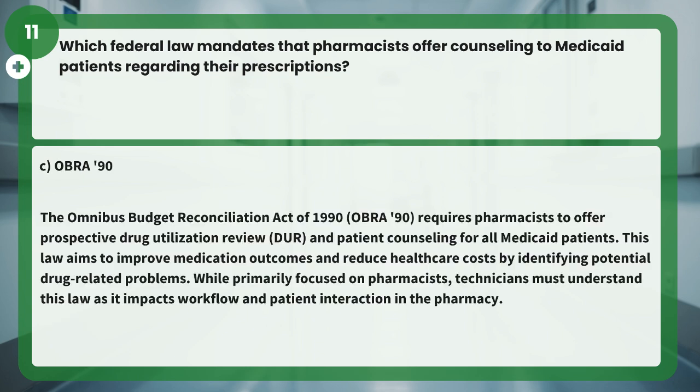Answer C. OBRA 90. The Omnibus Budget Reconciliation Act of 1990, OBRA 90, requires pharmacists to offer prospective drug utilization review, DUR, and patient counseling for all Medicaid patients. This law aims to improve medication outcomes and reduce healthcare costs by identifying potential drug-related problems. While primarily focused on pharmacists, technicians must understand this law as it impacts workflow and patient interaction in the pharmacy.